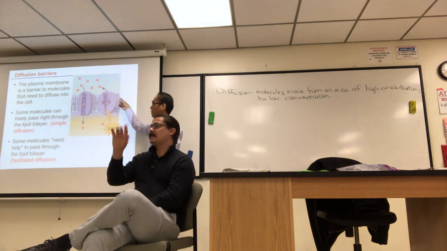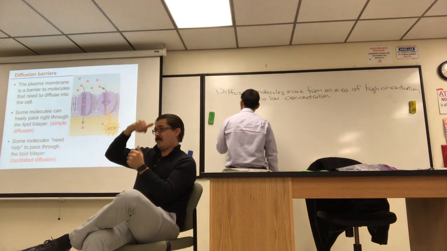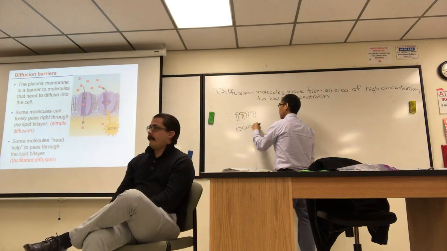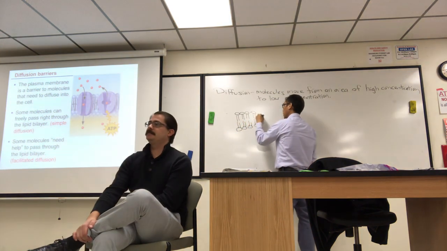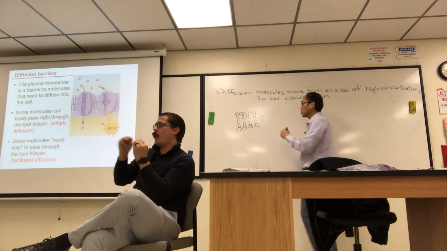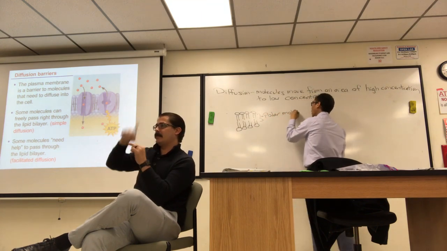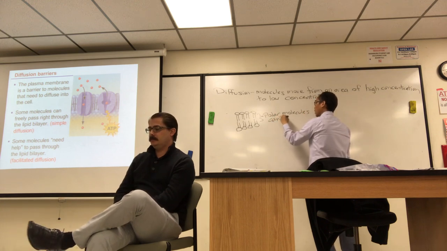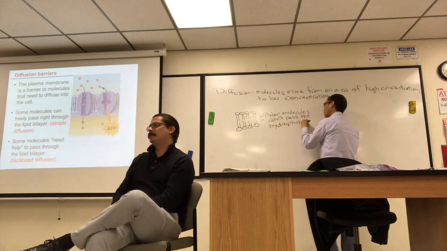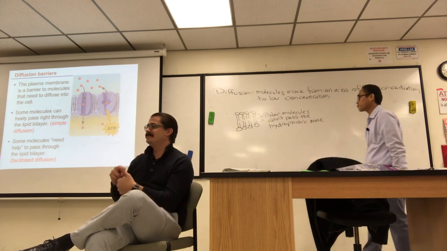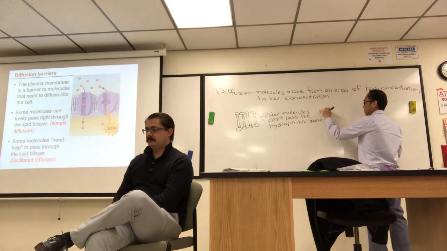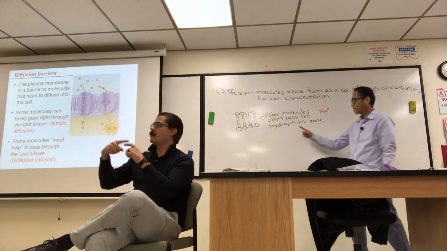Because let's remember, this phospholipid bilayer, what I taught you previously, there's one layer facing this side. That hydrophobic zone, polar molecules can't pass the hydrophobic zone, as a general rule of thumb. So a molecule like sodium ion, which has a full positive charge, can't pass the hydrophobic zone.